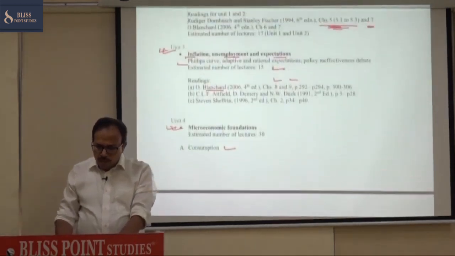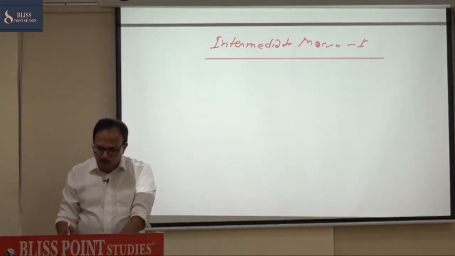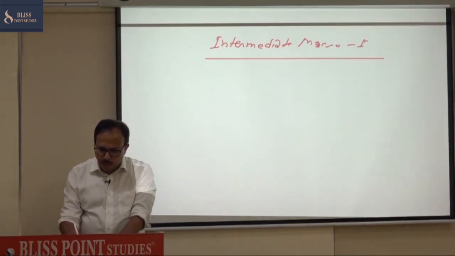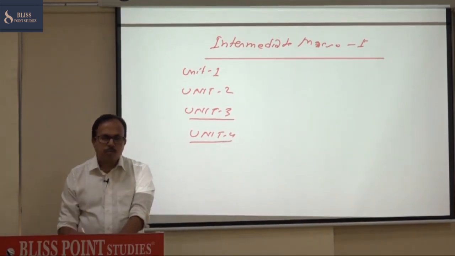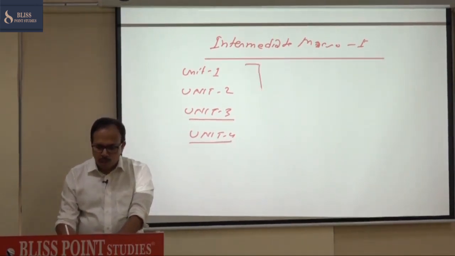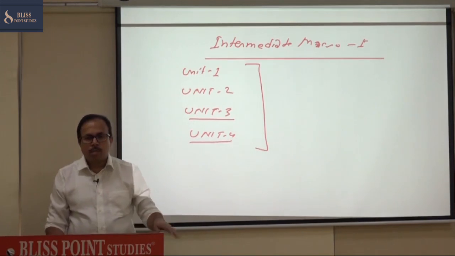So there will be 4 different units in macro. So unit 1 is labor market, unit number 2 is AD&AS, unit number 3 is inflation, and unit number 4 is microeconomic foundation. Clear? So these are the 4 units for intermediate macro 1.